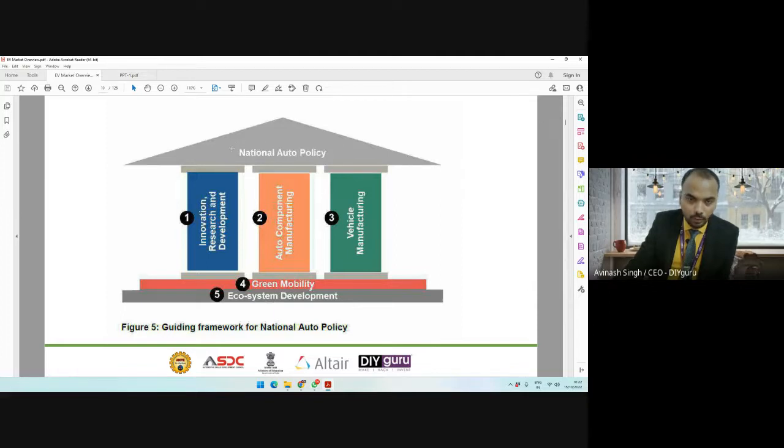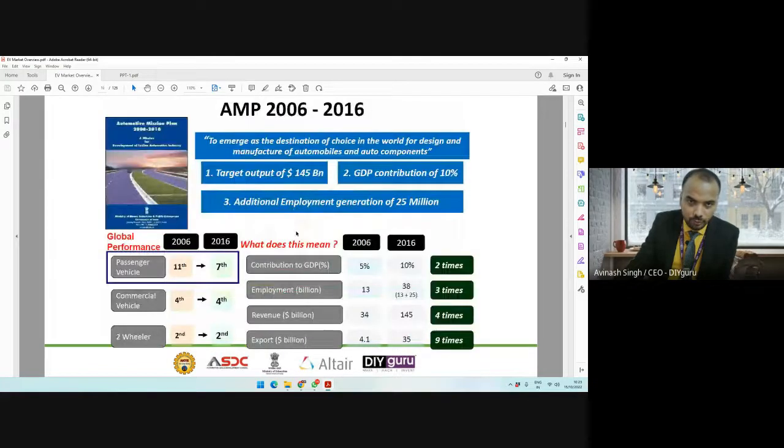It is called the National Auto Policy. Under the National Auto Policy, initially till 2008, there were three pillars. One is innovation, research and development. Second is auto component manufacturing, and third is vehicle manufacturing. After 2008, two other pillars were added to this framework. Fourth is green mobility, and fifth is ecosystem development, right? So these are the five pillars on which the National Auto Policy stands. These are the guiding framework for the National Auto Policy.